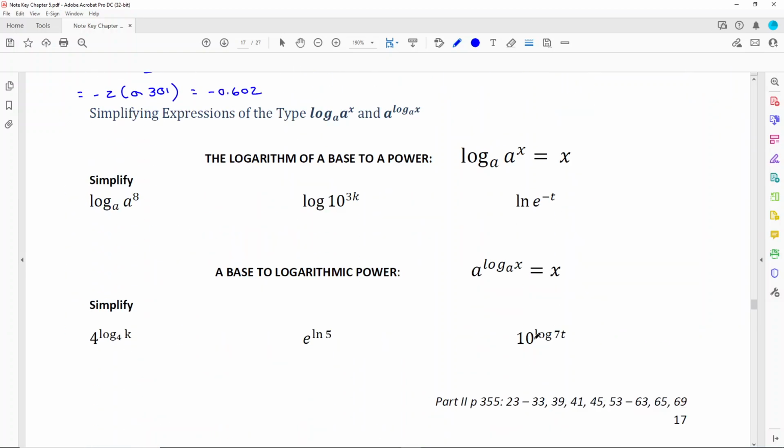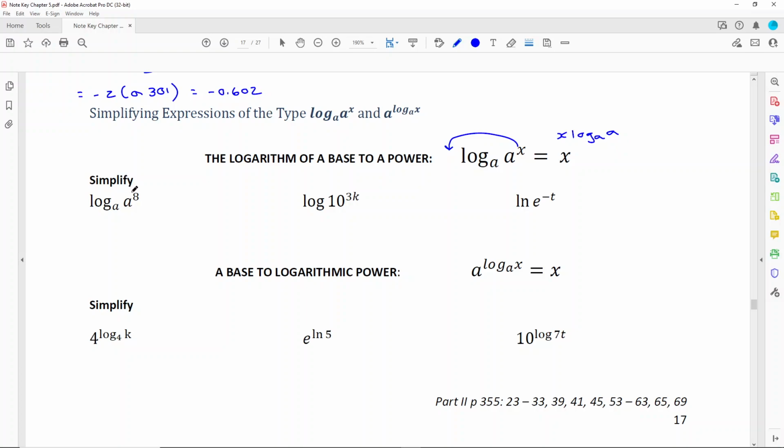These last things, don't stress. They're very simple. There are 2 rules. So the first rule is that if you ever have log to the base a of a to the x, it simplifies to x. Why? Well, because of the power rule. If I was to bring the x down in front, this would be x times the log base a of a. Well, log base a of a is 1. So x times 1 is x.